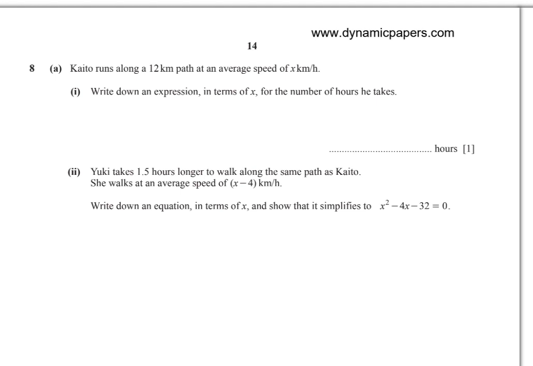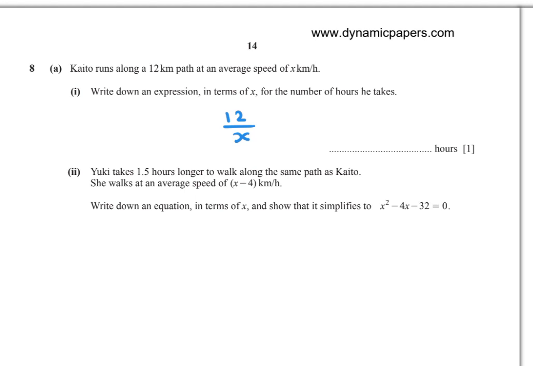Number 8: K2 runs along a 12 kilometer path at an average speed of x kilometers per hour. Write down an expression in terms of x for the number of hours he takes. Time equals distance over speed. So 12 over x.